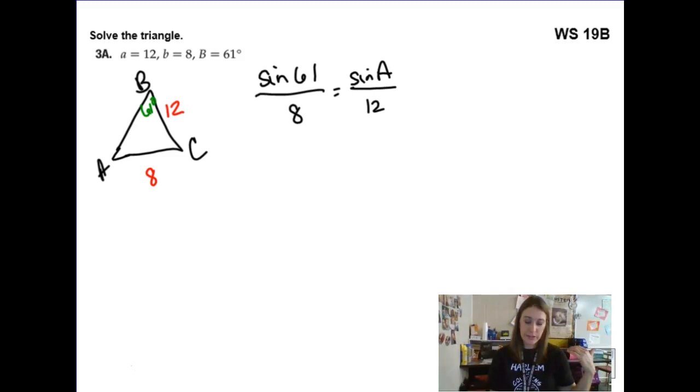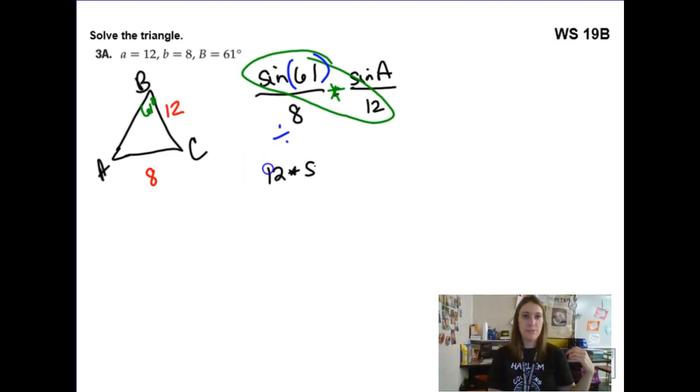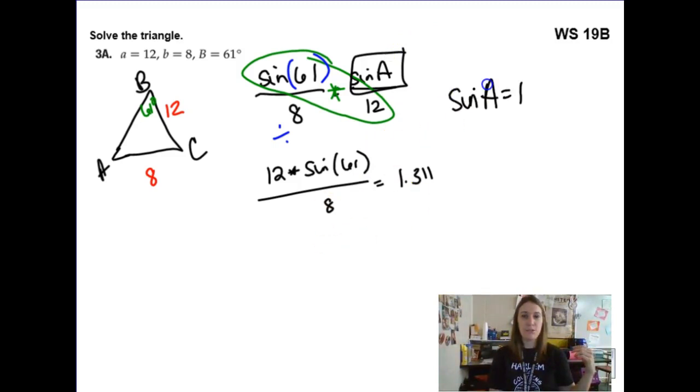On my calculator, we are still going to multiply sine of 61 times 12, the diagonal that's all filled out here. And remember, I need you to close the parenthesis after the 61. Then you're going to divide by 8. When you type in 12 times the sine of 61 divided by 8, you get roughly 1.311. But we still have the sine of A. To undo the sine function, because we have sine of A equals 1.311, I'd have to apply the arc sine, inverse sine.